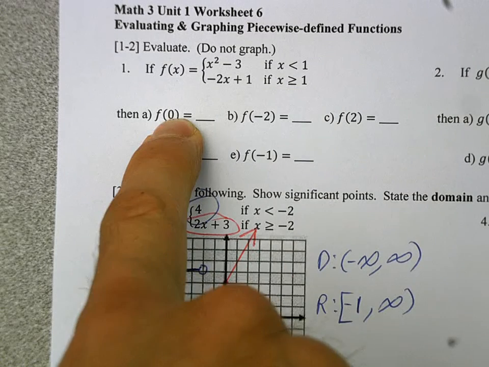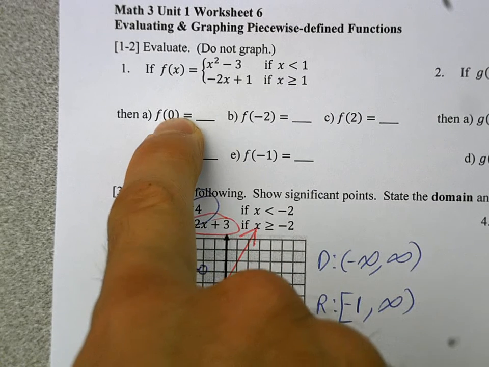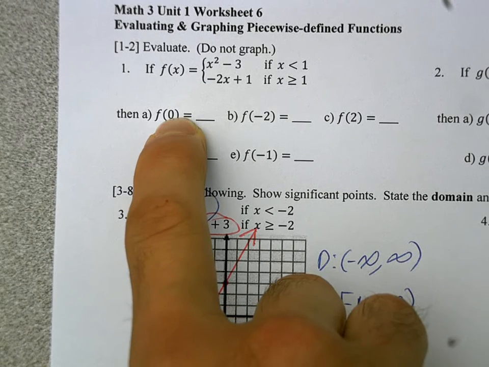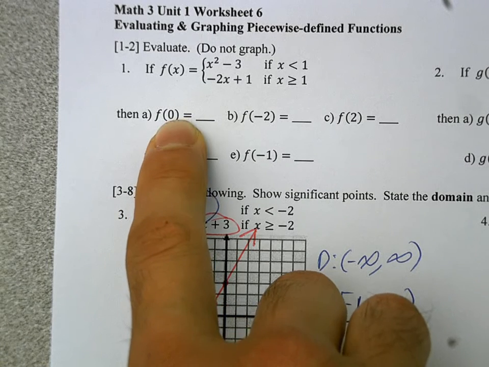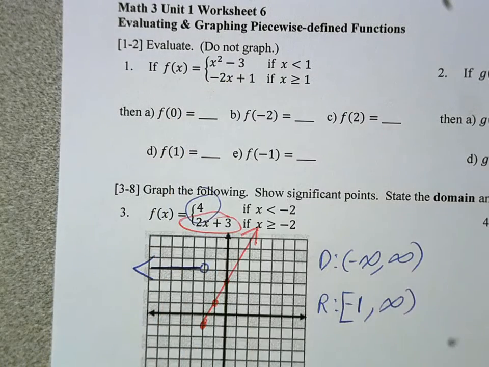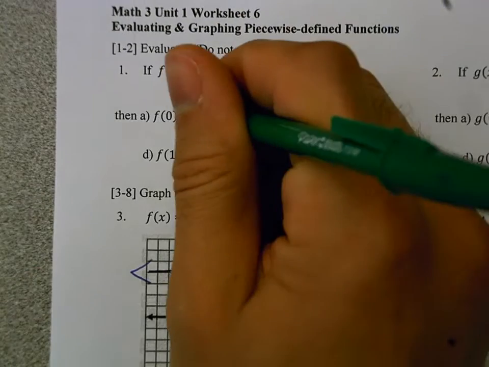So if I want to plug in 0, is 0 less than 1 or greater than 1? Less than 1. So do I plug it in the top equation or the bottom equation? Top. That simple. Plug in 0. 0 squared minus 3 is negative 3. And that is our answer there.